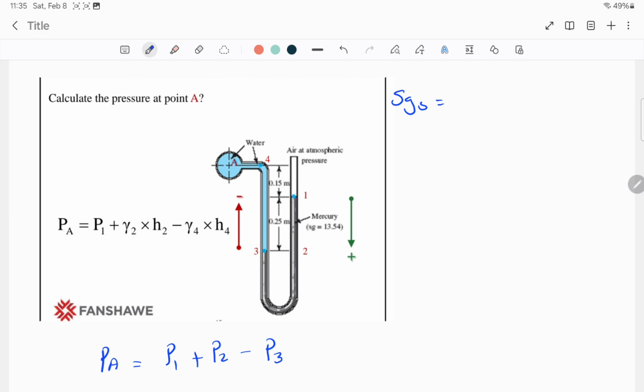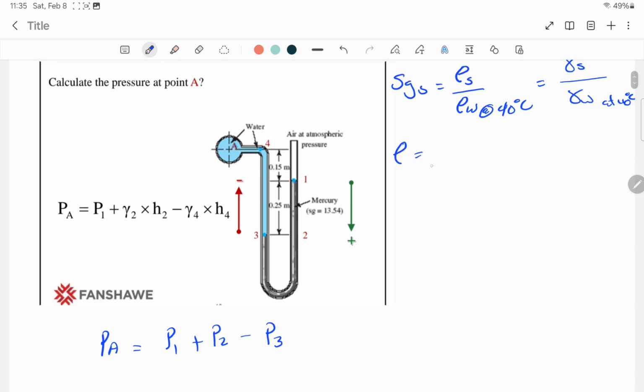Specific gravity is the ratio of the density of a substance to the density of water at 4 degrees Celsius. It also equals the specific weight of a substance divided by the specific weight of water at 4 degrees Celsius. Okay?